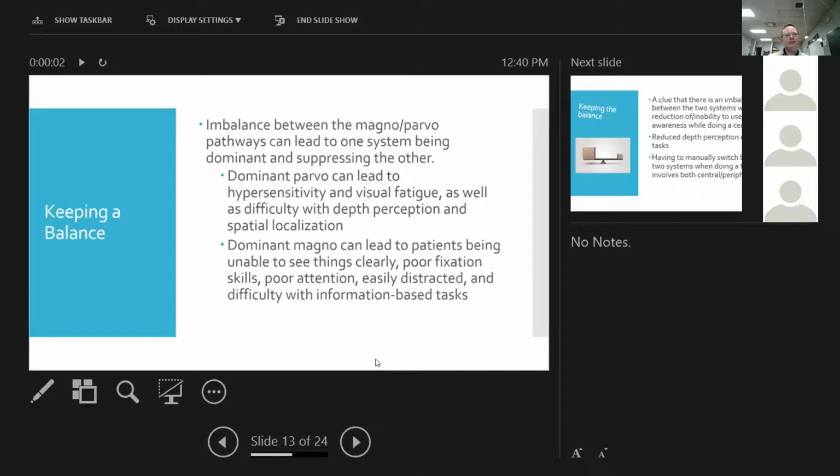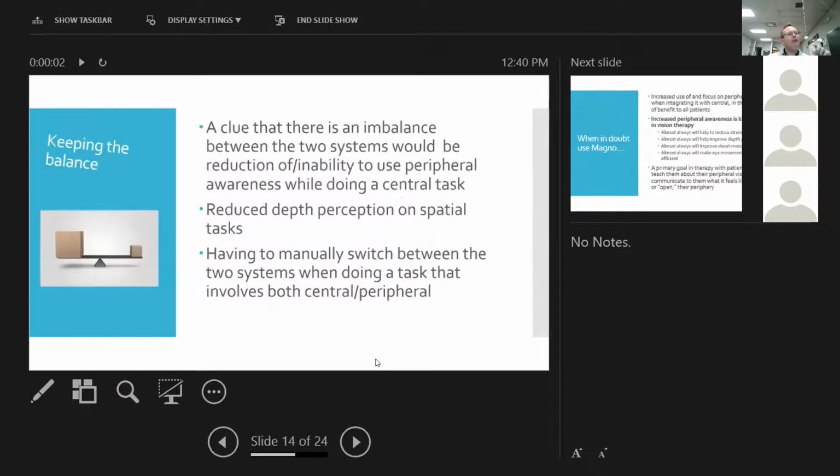Very poor attention spans, easily distracted, squirrels, you know, all the different things that are going on. And then they have difficulty with information-based tasks that require them to really look and to really understand and see stuff clearly.